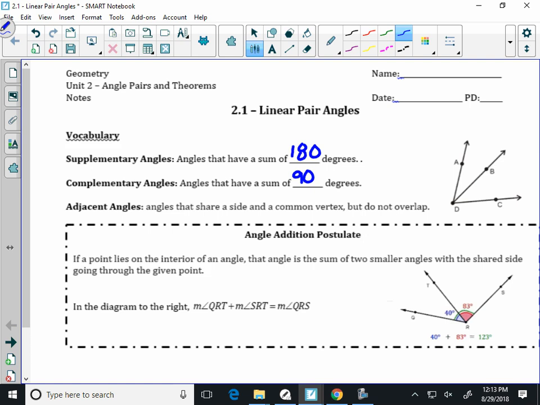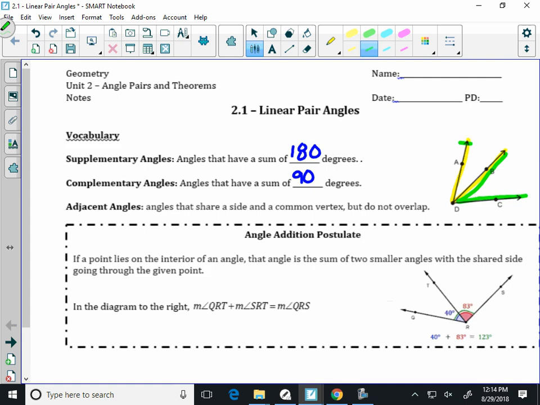In this diagram right here, this angle, ADB, is sharing a side with this angle, CDB. They have the same vertex. They're right next to each other. They're sharing that side that's in the middle. That's all it is: two angles that share a side in the middle. And if you notice, they make a very big angle, ADC. Those are adjacent angles.